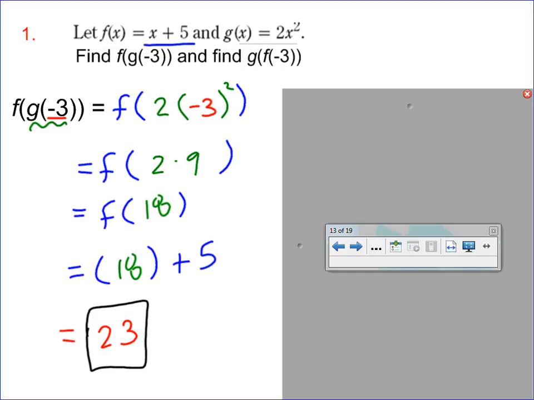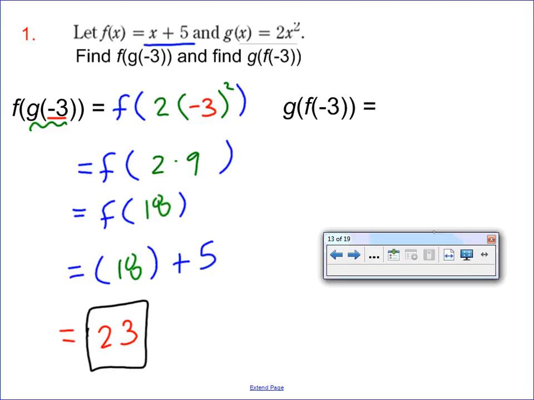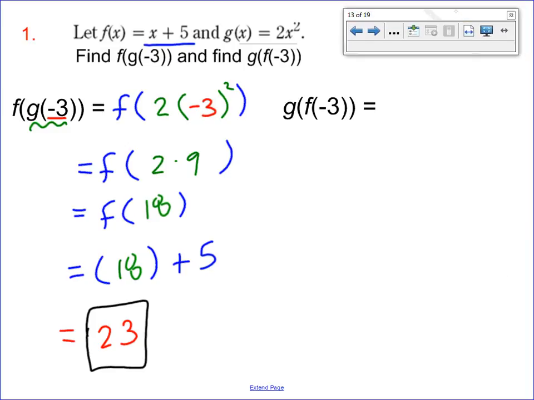Does order matter? Let's see. Let's perform the function evaluation g of f of negative 3. So I'll go to g of, and now I'll go into f's rule for my innermost function, input plus 5, and I'll go ahead and plug in my x value, negative 3.